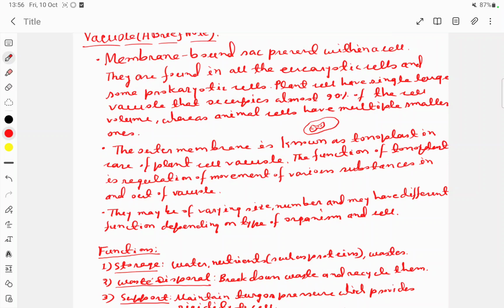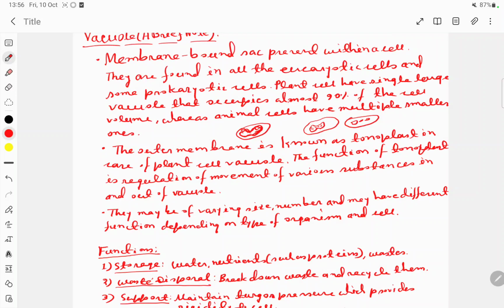Now plant cells have a single large vacuole that occupies almost 90% of the cell volume, whereas animal cells have multiple smaller ones. So in the case of plant cells, the vacuole may be as large as this size, and in the case of animal cells they are of smaller size like this.